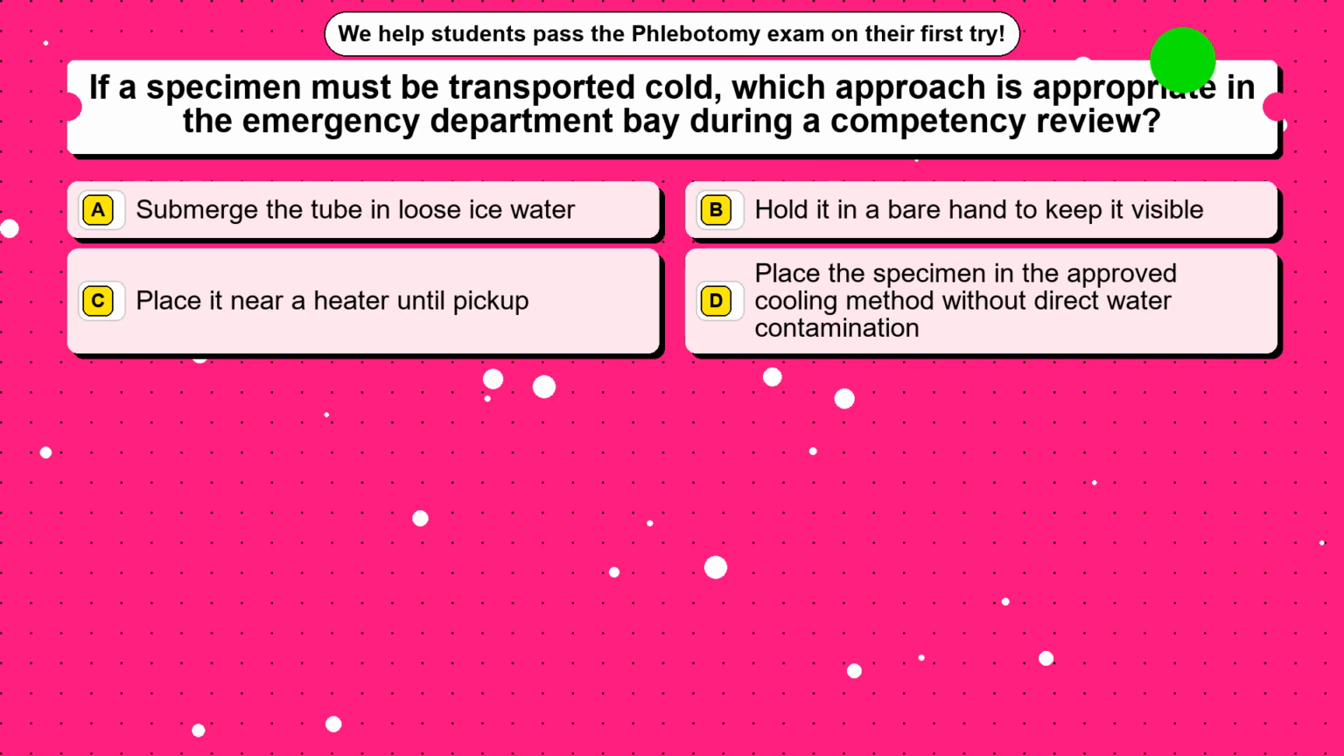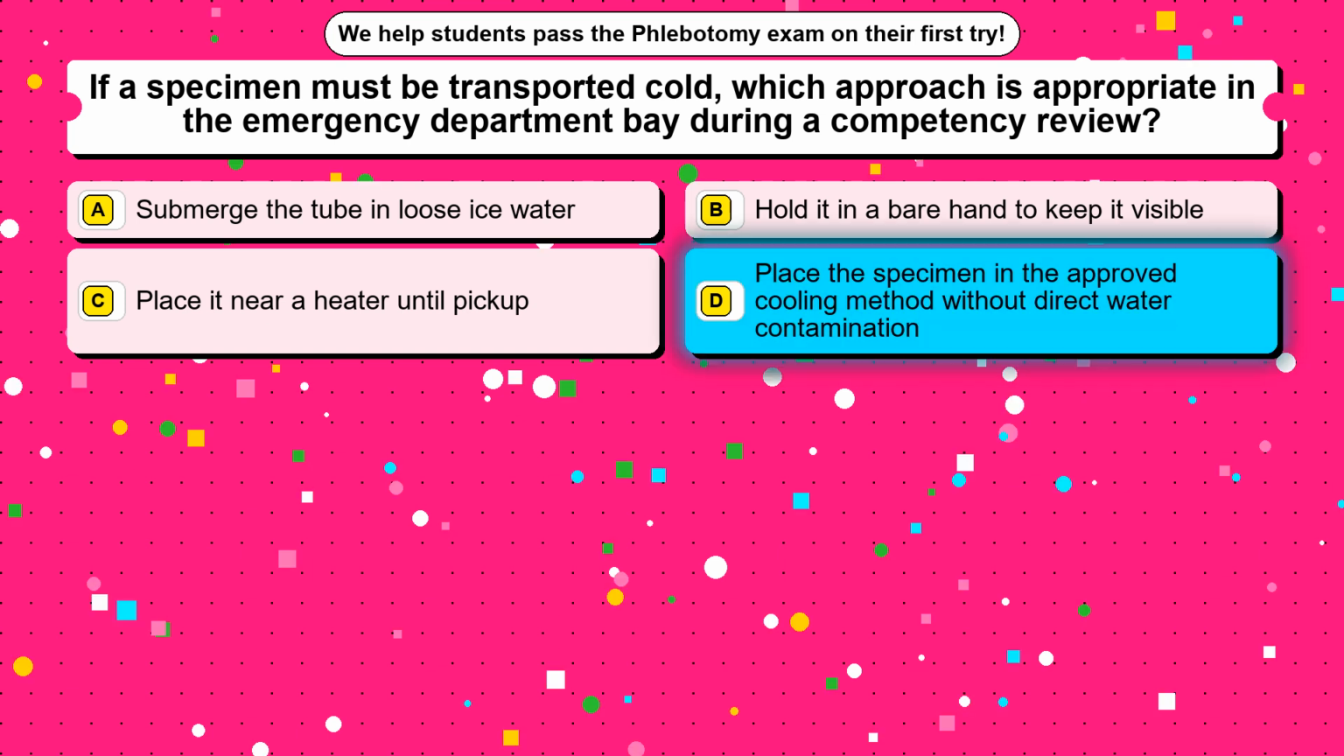Question 43. If a specimen must be transported cold, which approach is appropriate in the emergency department bay during a competency review? Option A. Submerge the tube in loose ice water. Option B. Hold it in a bare hand to keep it visible. Option C. Place it near a heater until pickup. Option D. Place the specimen in the approved cooling method without direct water contamination.